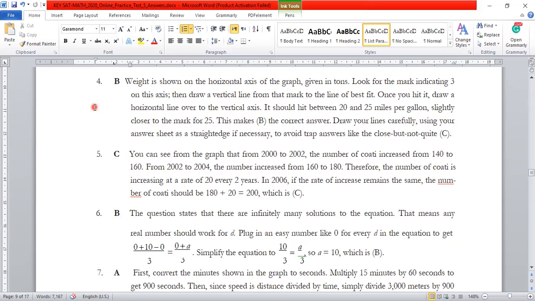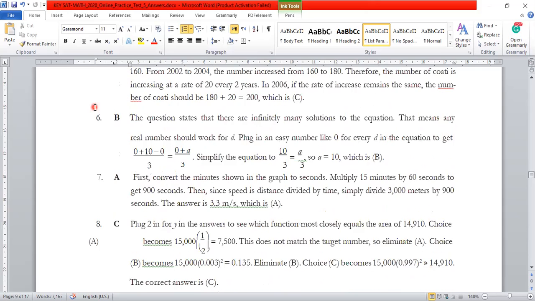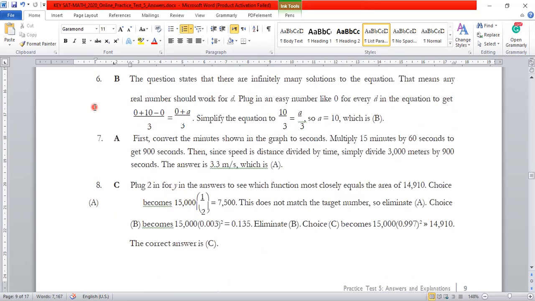Question number 5, and the right option is C. I got 200, which is C. So match your answer with question number 6 and the option B. Yeah, I got B as well. I think A is equal to 10.